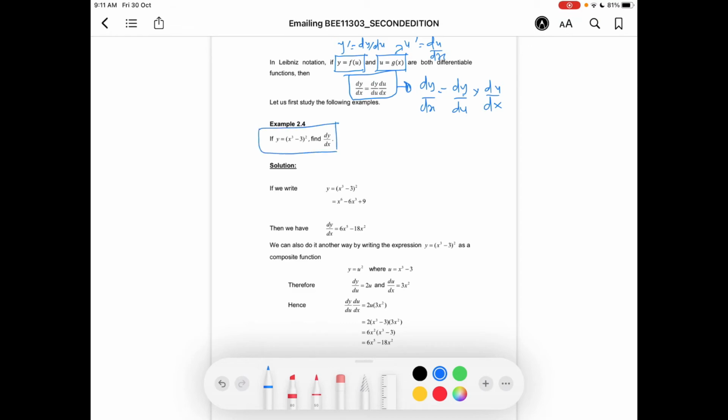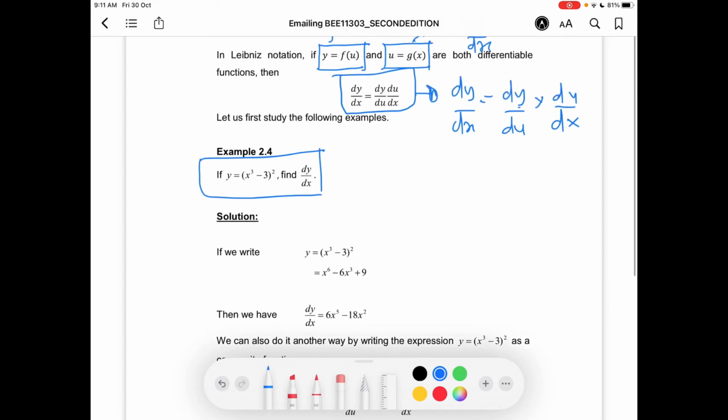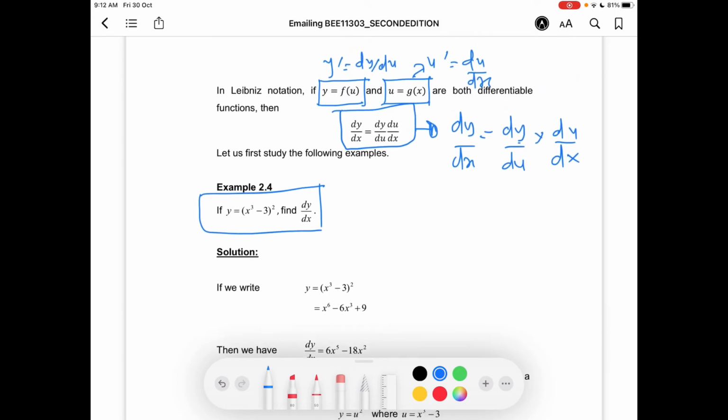Now if we look into this example, example 2.4, we have here y equals to x cubed minus 3 power of 2. You need to find the dy over dx or y prime. What is y prime? If you notice, I intentionally use dy over dx, or you can also use y prime. Either way, it's up to you, because it's still referring to the same concept or the same idea.